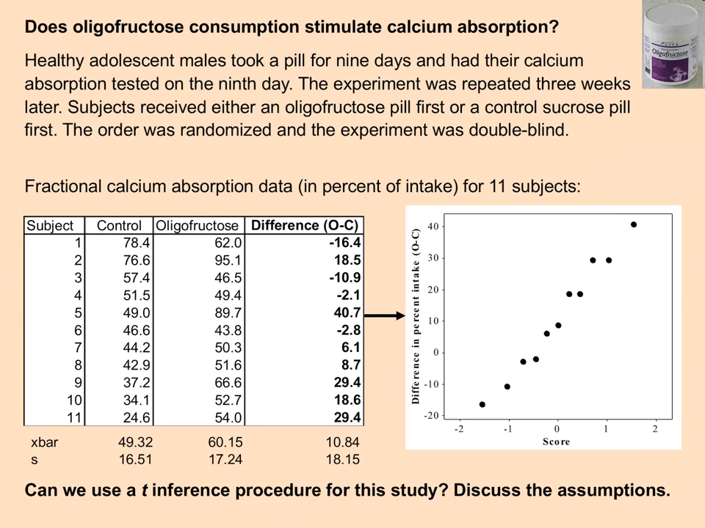We only have a sample size of 11, so it's small, so your data has to be normal. If it's not, then you can't do a t-test on this. So the question is, can we use a T procedure for this study? Well, you want to assess normality.